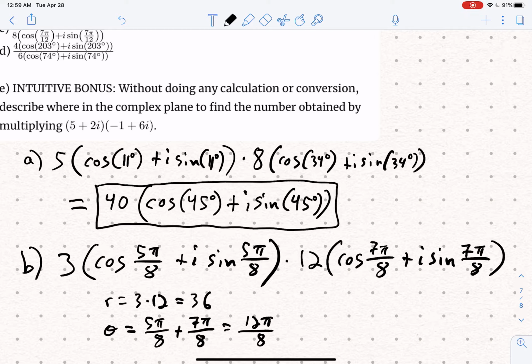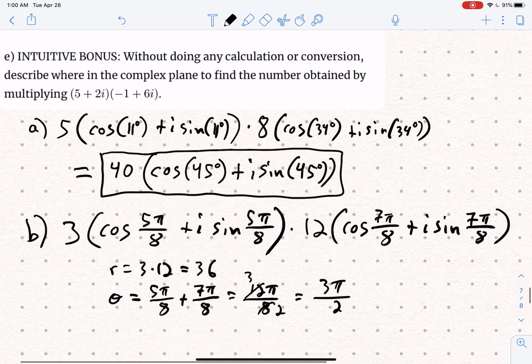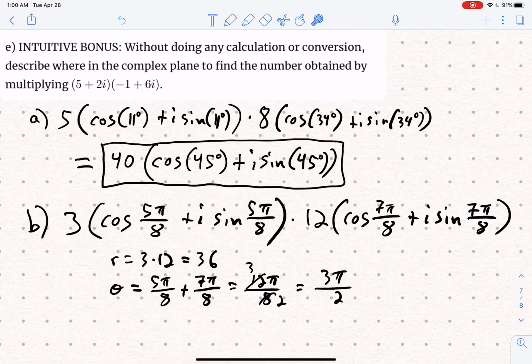Very nice. We can also simplify this. We can cancel 4 out of the top and bottom. And if we do that, then let's see, 4 goes into there 3 times, into there 2 times. This is equal to 3 pi over 2. So we found our r, we found our theta. We can just plug those in to get the result of doing this multiplication.